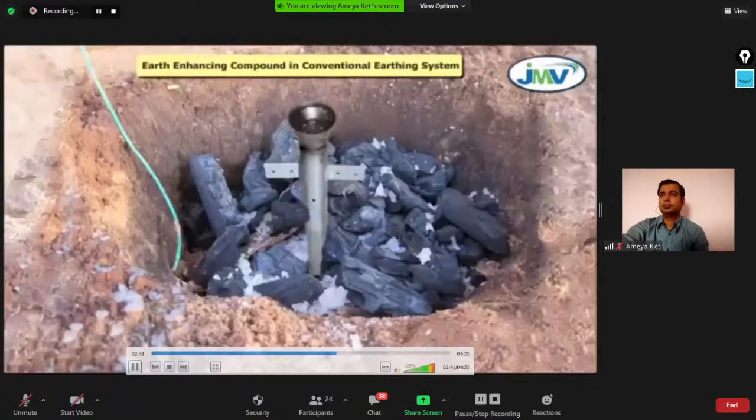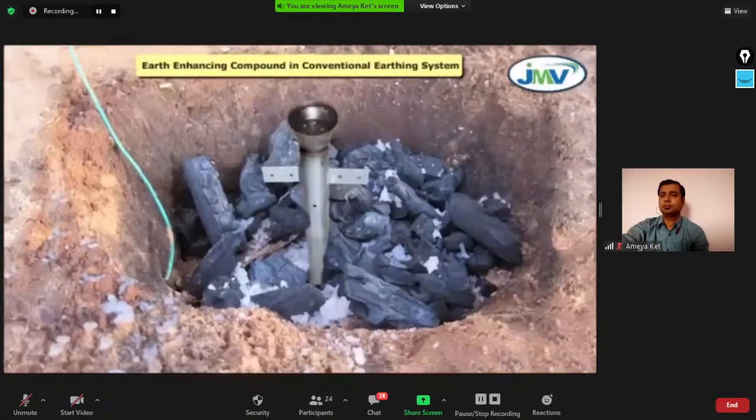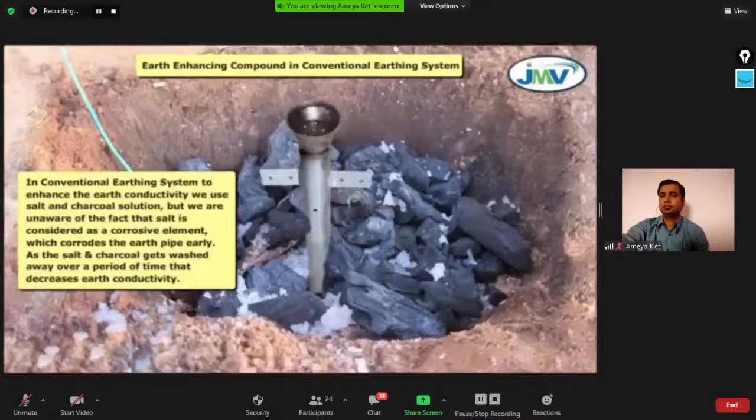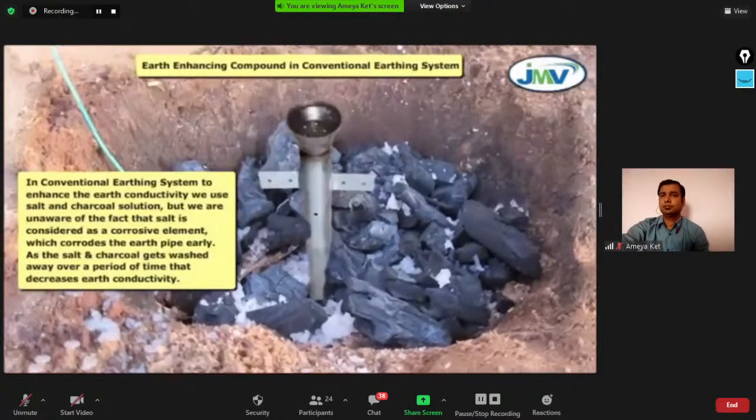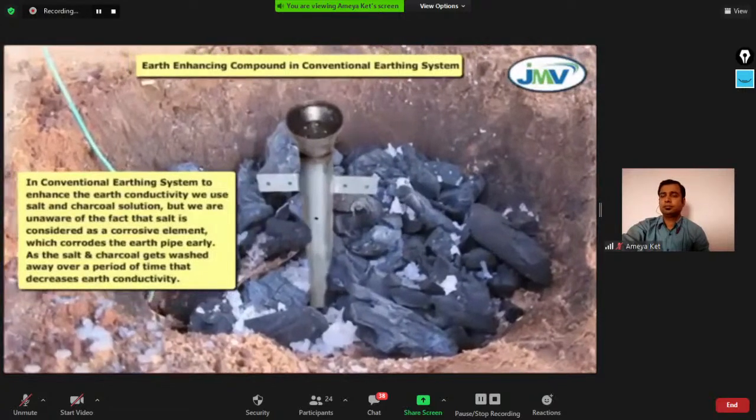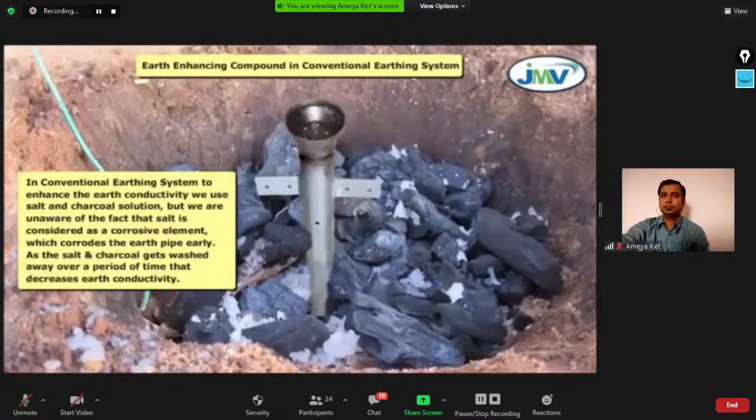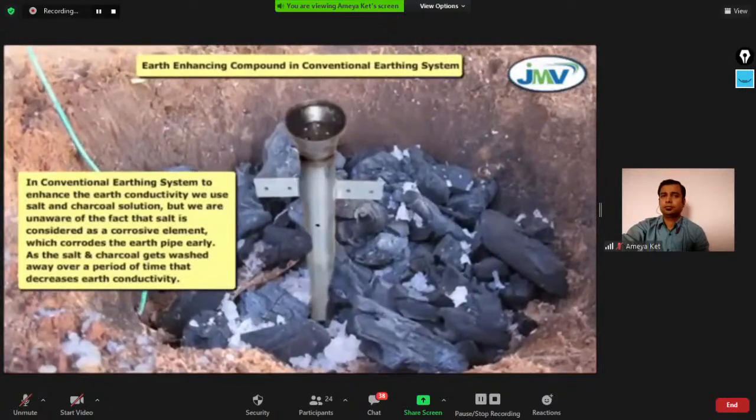Earth-enhancing compound in conventional earthing system. In conventional earthing system, to enhance the earth conductivity, we use salt and charcoal solution, but we are unaware of the fact that salt is considered as a corrosive element, which corrodes the earth pipe early. As the salt and charcoal get washed away over a period of time, that decreases earth conductivity.